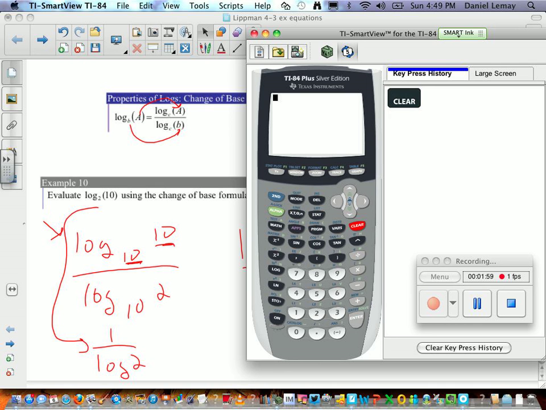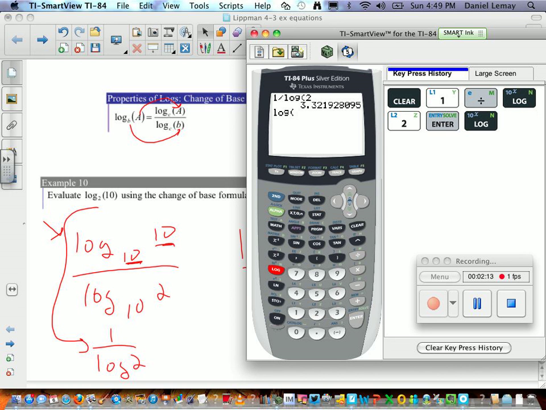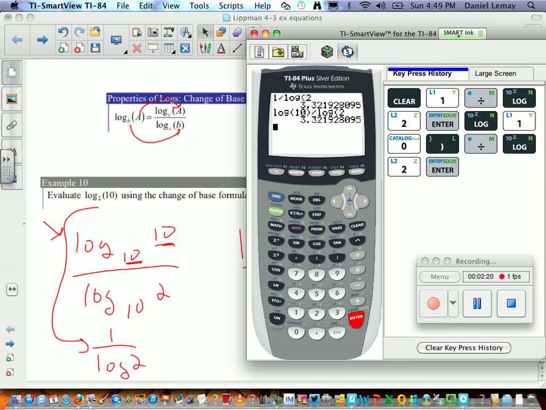Okay. So I can do 1 divided by the log of 2, get an answer. If I wanted to be really lazy, I could even say log of 10 divided by log of 2. So log 10 divided by log 2. I get the same answer, so you knew that.